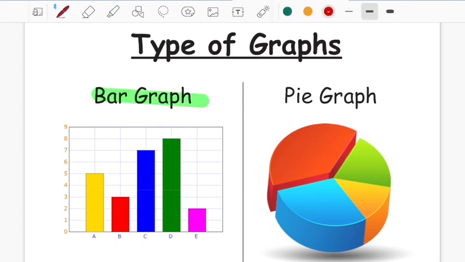You can take the reading here that, okay, A, let's say yellow color, you have 5 data, right? B, you have 3. C, you have 7. D, you have 8. And then E, you have 2, right? Now this here, if I convert it into a pie chart, see, this is like in a pie chart.